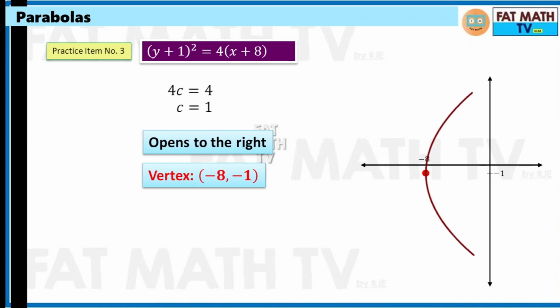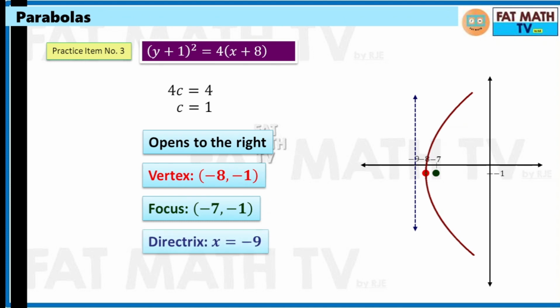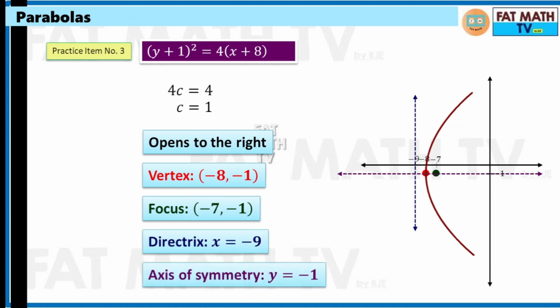So c is equal to 1, so the focus is 1 unit to the right of the vertex. So negative 8 plus 1, that's negative 7. And the coordinates of that is negative 7, negative 1, because you will have the same y coordinate. And then for the directrix, you will have negative 8 minus 1, that is negative 9. So x equals negative 9. And for the axis of symmetry, that is y equals negative 1.